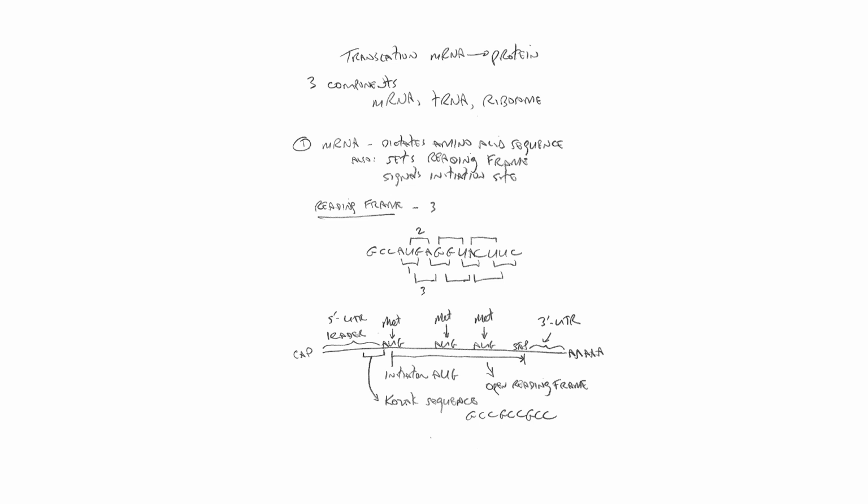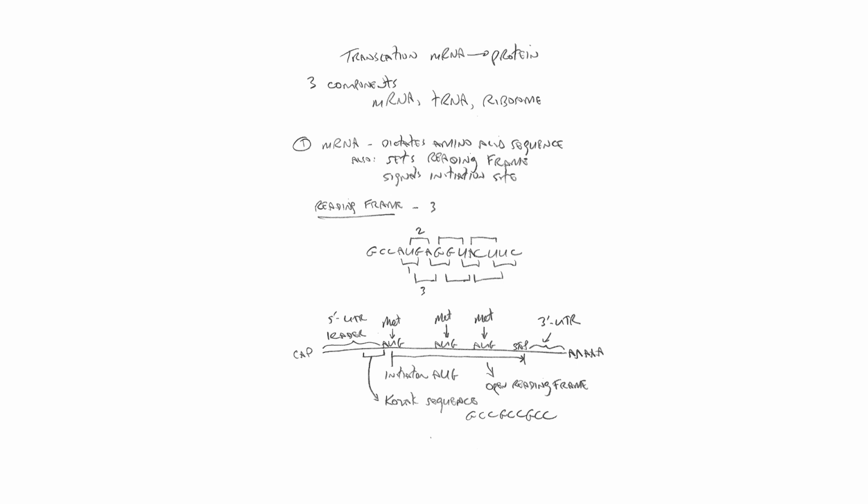So again, we're looking at translation of messenger RNA into protein. We're going to look at the messenger RNA, tRNA, ribosome, and then how it all fits together. And the first thing I want to look at is the messenger RNA. And of course, the messenger RNA dictates the amino acid sequence because the messenger RNA contains the proper codons that bring in each amino acid. It does a few other things.